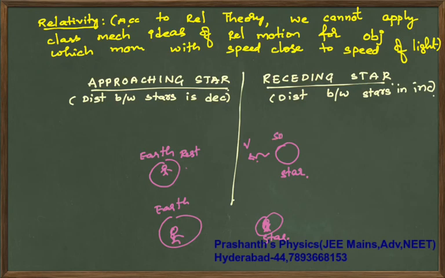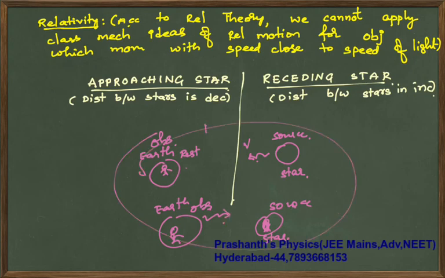For example, this is your source and this is your observer, and in this case still this is your observer and this is your source, but let us say Earth is moving close to the star. In both these cases, distance is decreasing. So distance is decreasing, so we call this blue shift.